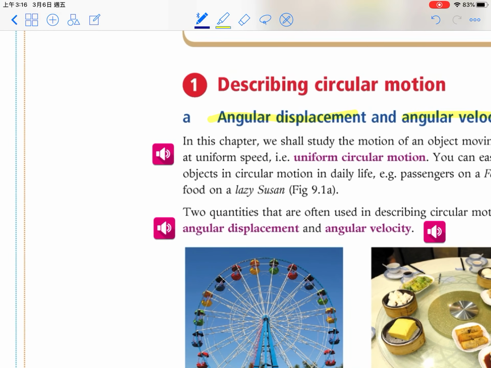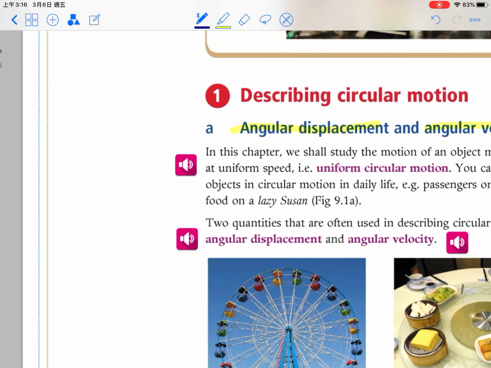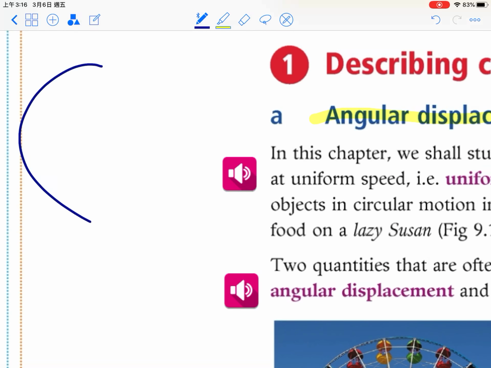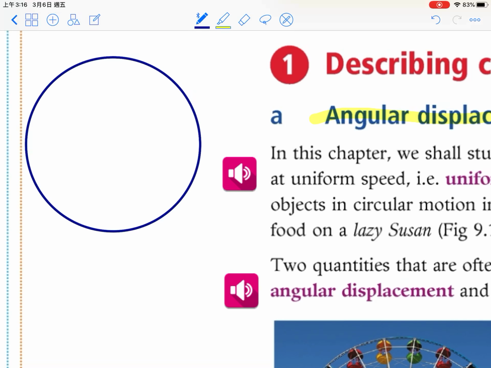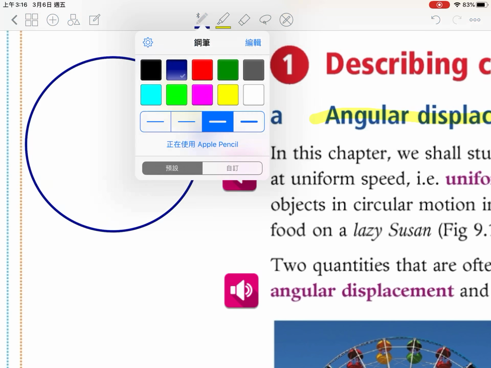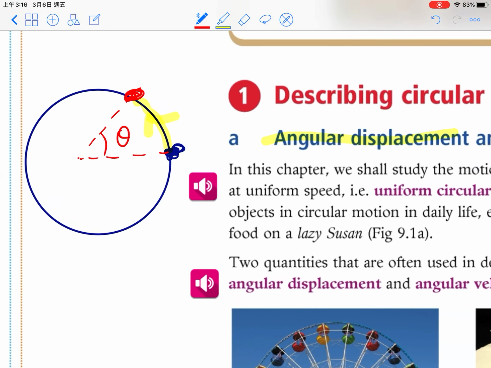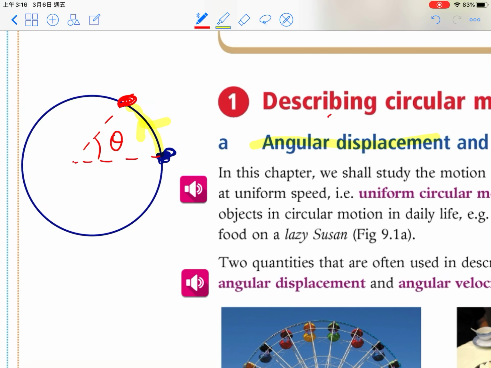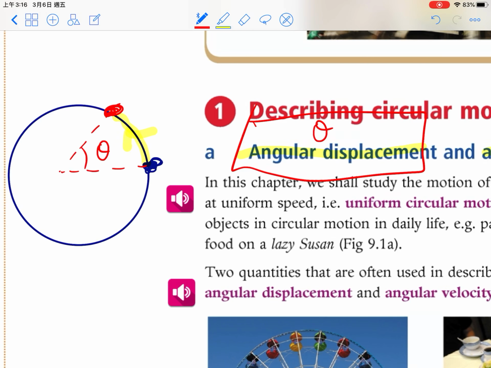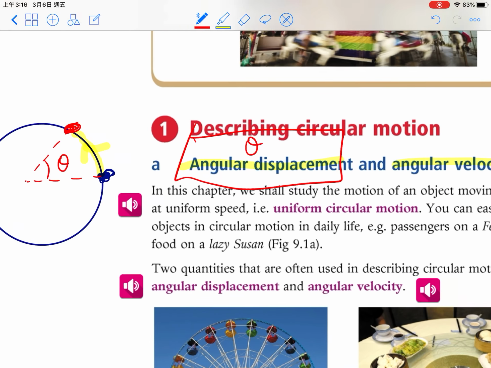Okay, now let's understand the definition. If the object moves in a circle, originally at this position, after some time it moved to another point, so it has moved an angle theta. This theta is defined as angular displacement. Very easy, angular displacement.